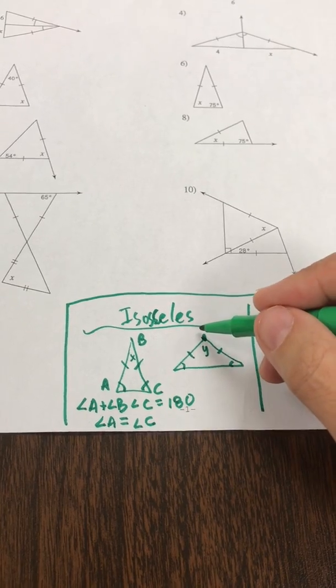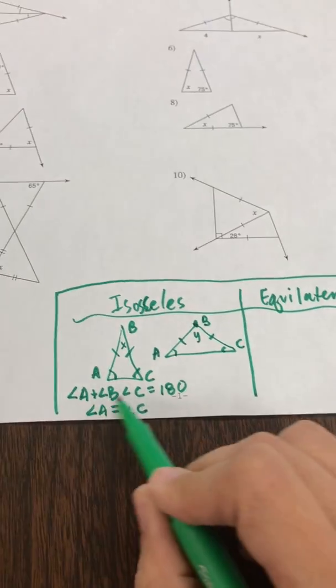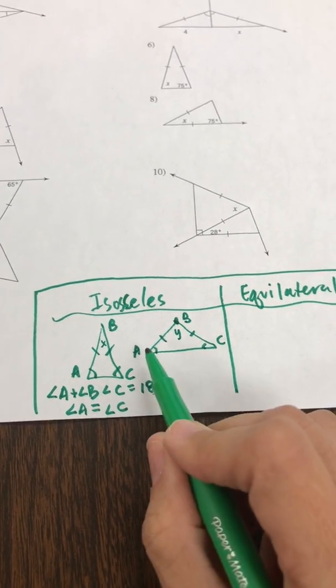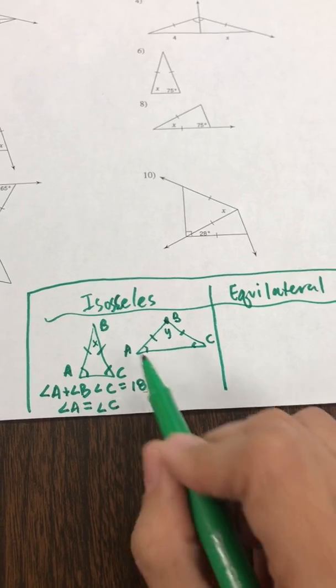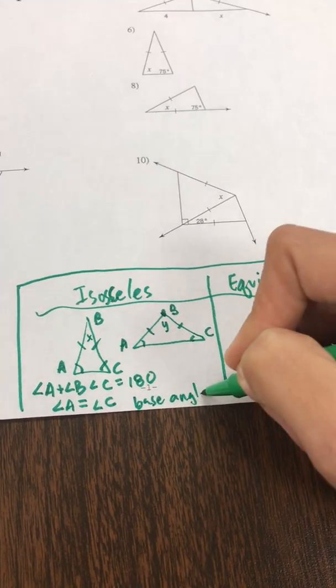Same thing goes here. Whether it's a fat or skinny isosceles triangle, this formula still holds true. Angles A, B, and C all have to add up to 180. Angles A and C are the base angles, so that's why they're equal. Base angles. Okay.